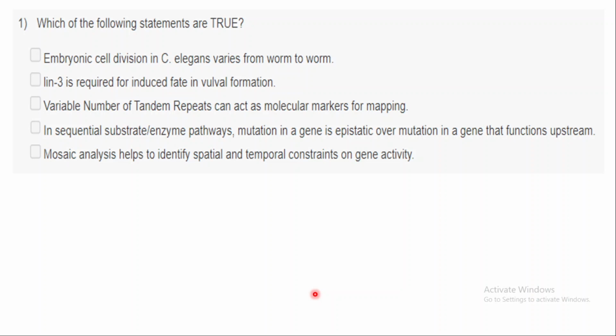So these are the 5 statements, and now it's up to you. Which of these statements are true? If I want to give you a hint, all these concepts are taught across the 3 lectures in week 4: one or two from C. elegans, the others from polymorphisms, variable number of tandem repeats, and epistatic pathways. If you have been through these lectures, you will be able to answer.